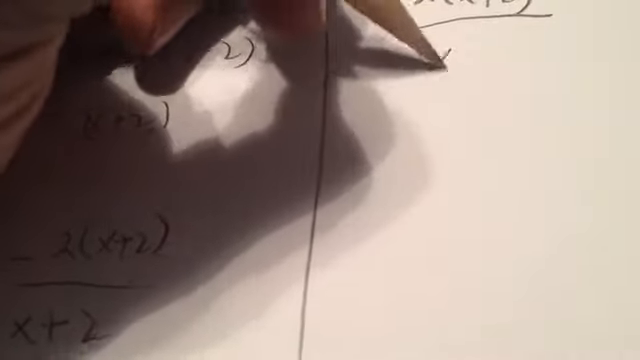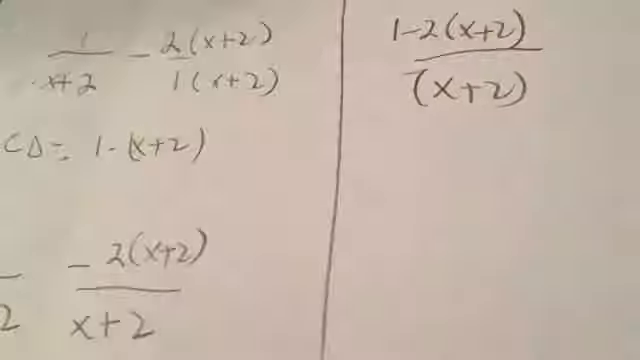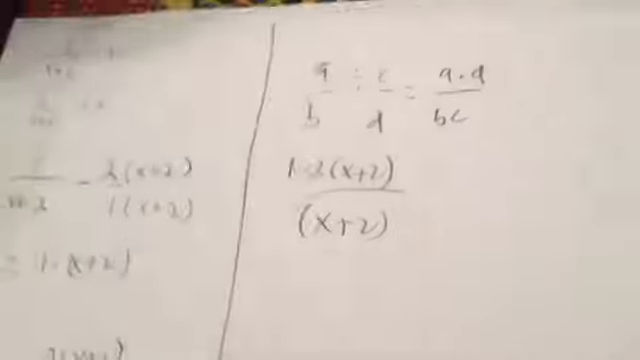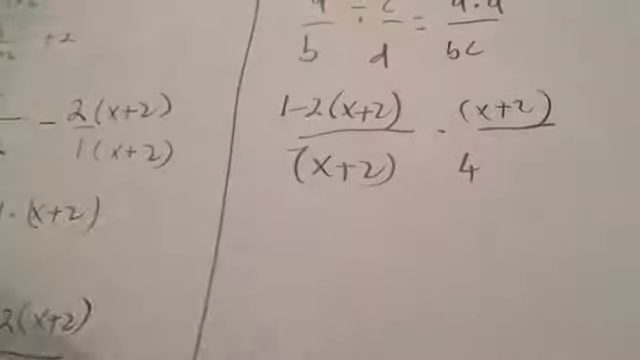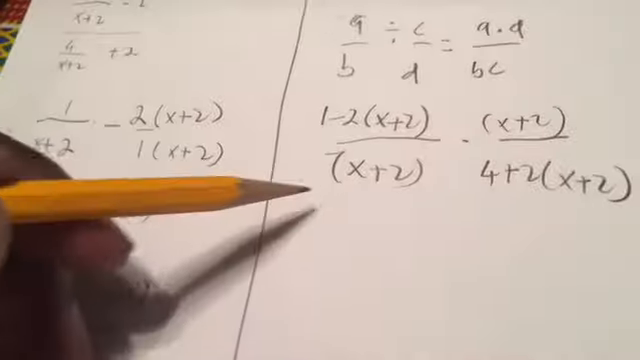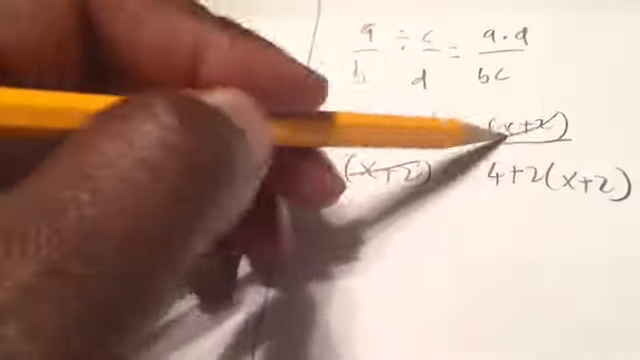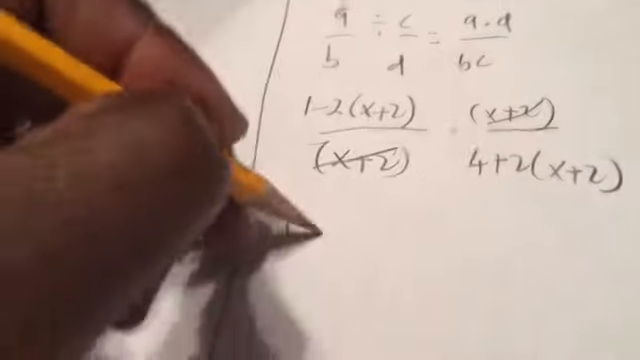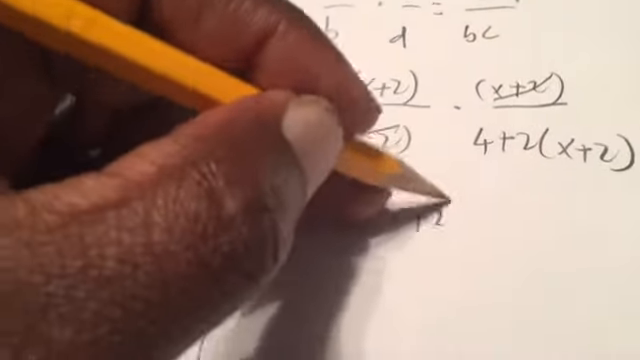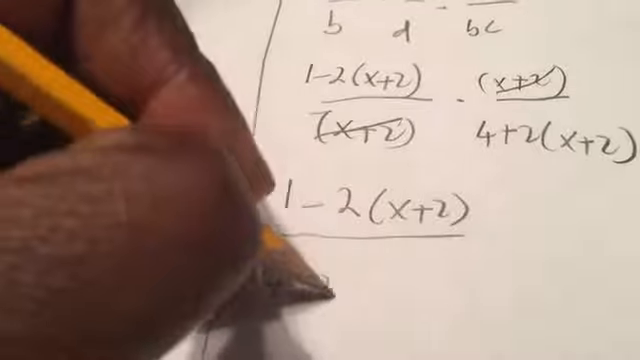So we're going to take 1 minus 2 times x plus 2, right? And I know it looks very complicated, but it's not, okay? You're going to see. And then we're going to multiply it by the reciprocal, which is x plus 2 over 4 plus 2 times x plus 2, all right? And then look, what can I do with these two here? Cross them out, right? So I'm left with 1 minus 2 times x plus 2 over 4 plus 2 times x plus 2.